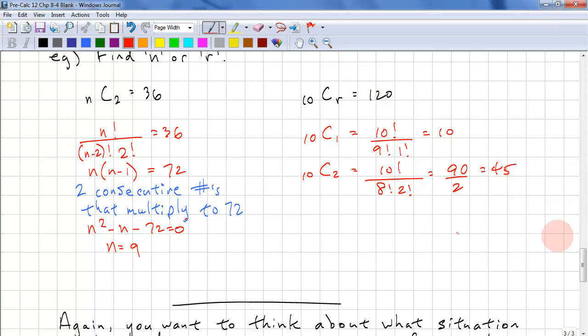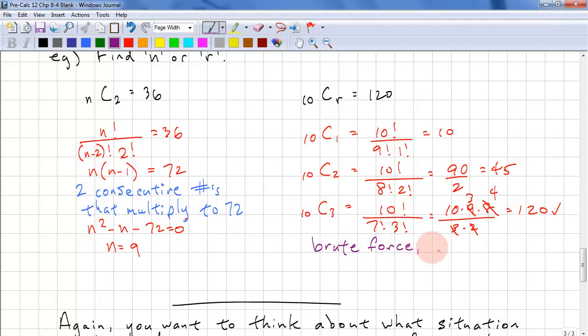Again, that's not the answer that we're looking for. 10 choose 3. Again, if you don't want to do this by hand, use your calculator. This does not take long by hand. So we have 10 times 9 times 8 divided by 3 times 2. Cancel out 4. Cancel out 3. And that's 120. 3 times 4 is 12 times 10. So basically, you need to rely on brute force, or you could call it trial and error. You should note that there's also another valid solution. And that would be 10 choose 7.